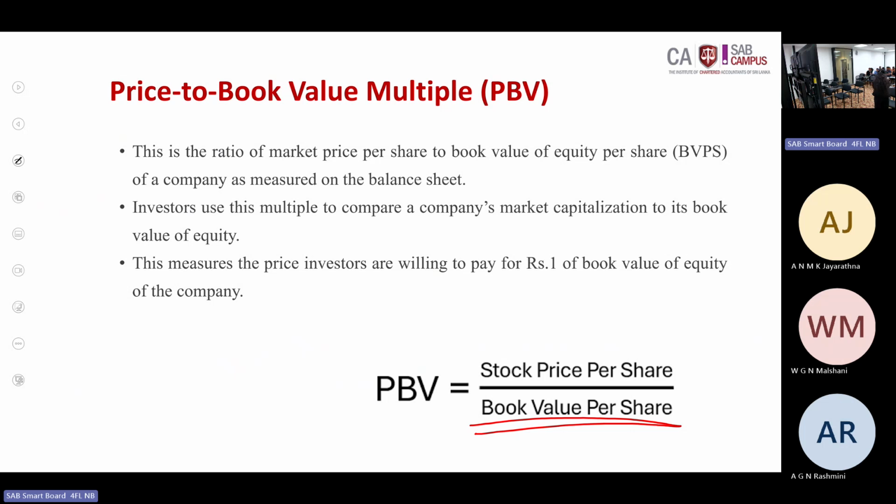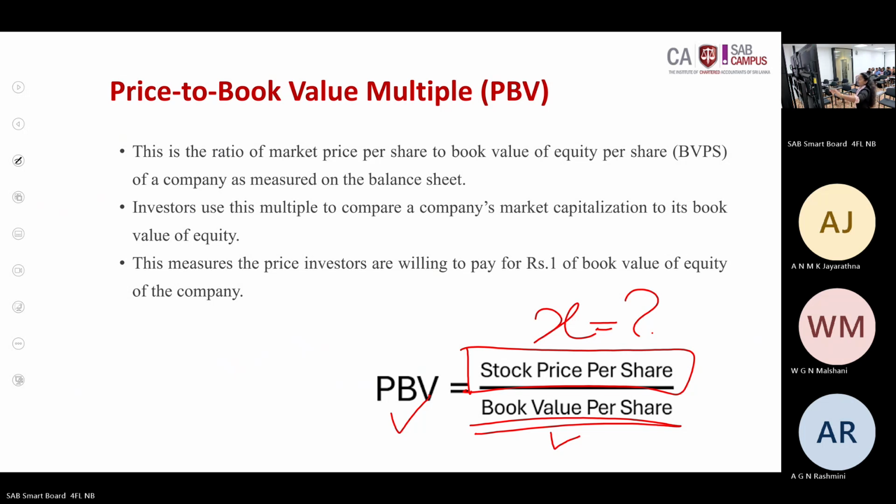How can we find the book value? Net worth. The net worth of the business divided by the number of ordinary shares. If you know the book value per share and the historically calculated PBV, it is easy to calculate the stock price per share. That is what we are going to study here.